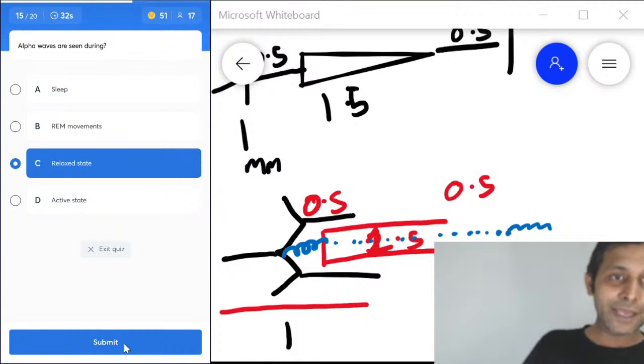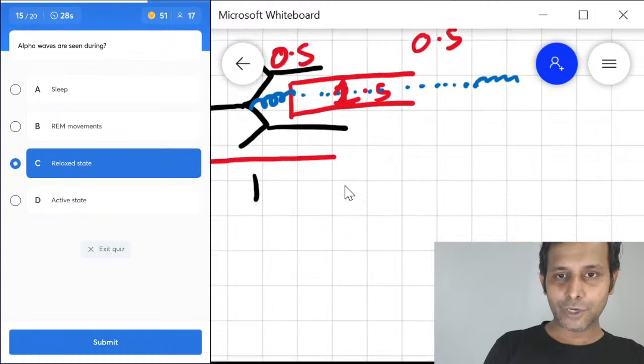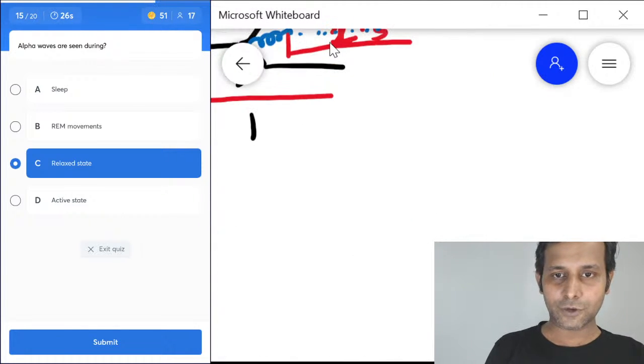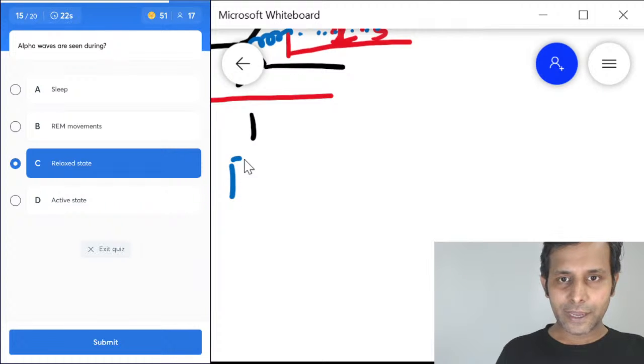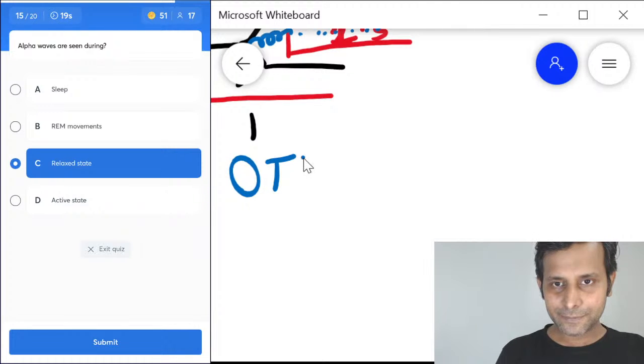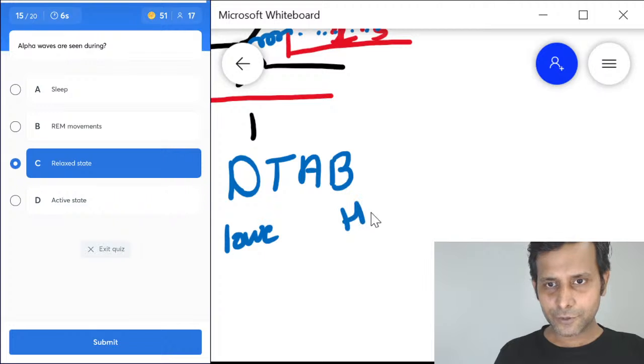Yes, remember alpha wave. I will explain this. It's very simple how to remember. I'll give 1 point for each of these waves. We have EEG as D tab. D tab indicates delta wave, theta wave, alpha wave, and beta wave. Delta wave has lowest frequency and beta wave has the highest frequency.